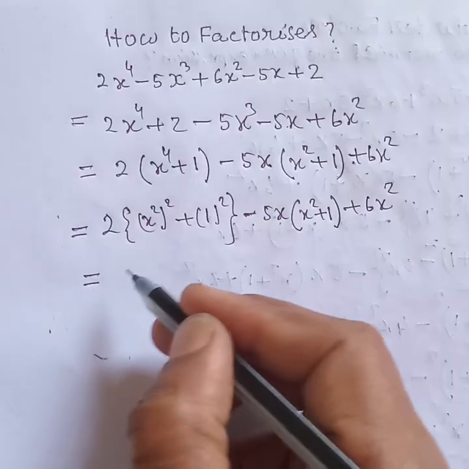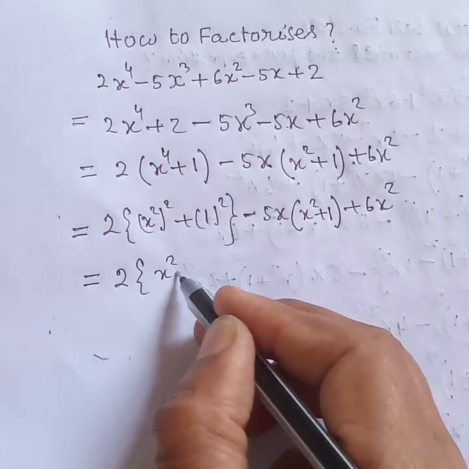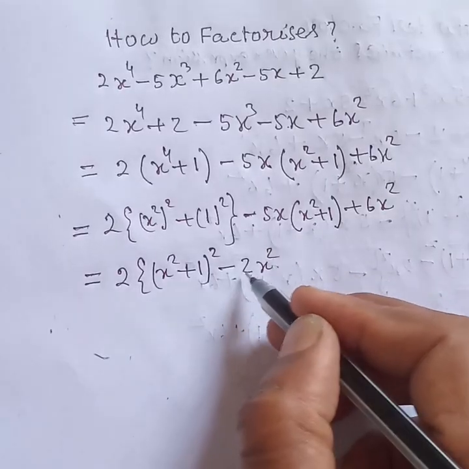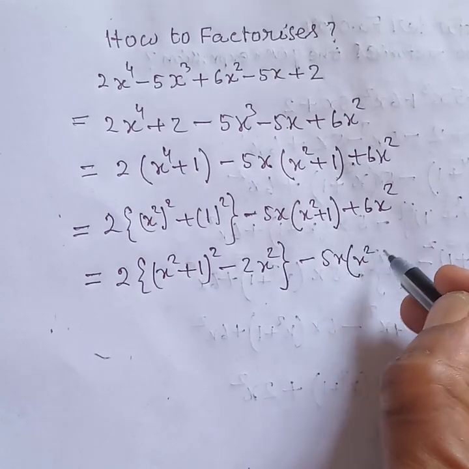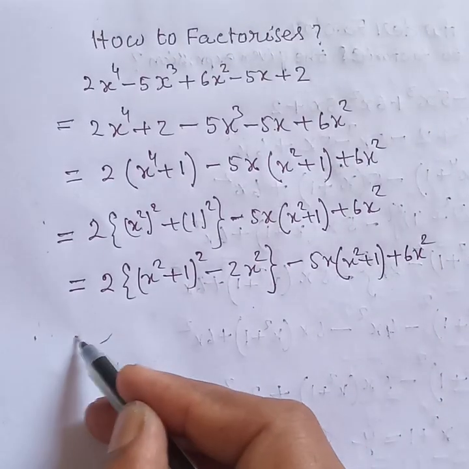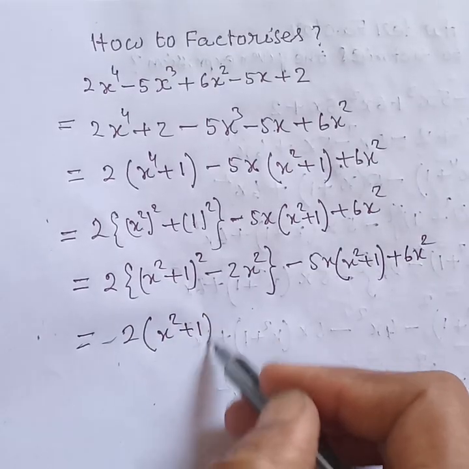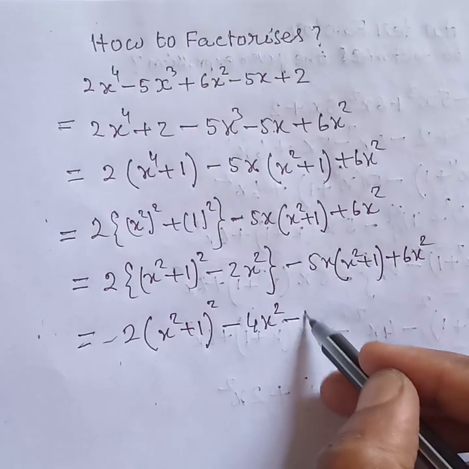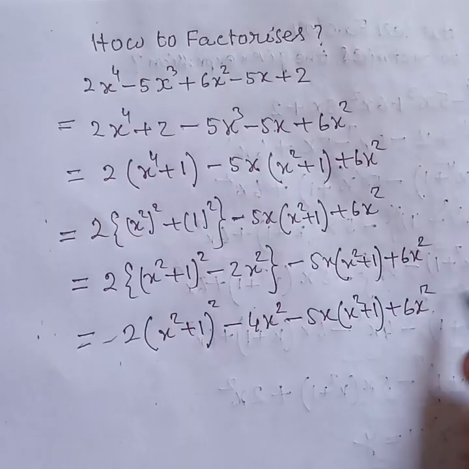Now according to the formula a square plus b square, it will be 2 into x square plus 1 whole square minus 2ab, that is 2 into x square into 1, that is 2x square, minus 5x into x square plus 1, plus 6x square, is equal to twice x square plus 1 whole square minus 2 into 2, that is 4x square, minus 5x into x square plus 1, plus 6x square.